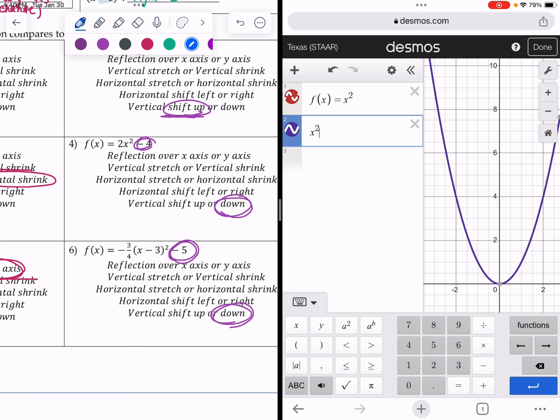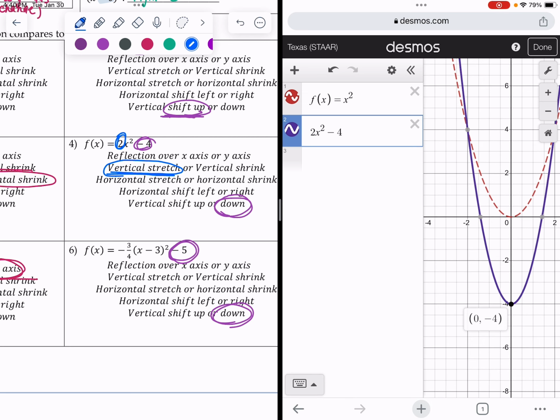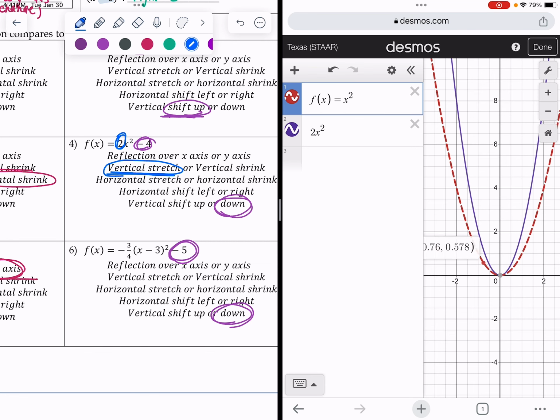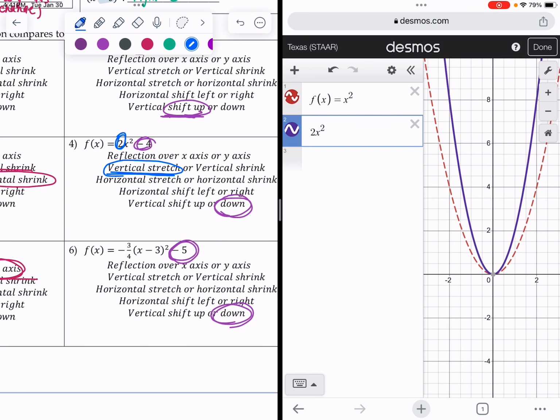Okay, and then we also have a scale factor. And since there's no parentheses, that's going to be our vertical stretch. Okay, and so if I graph that, I need the 2 in front. I need a -4 outside. And so there's the down 4. And once I note that, I'm going to delete it. And then the 2, I notice it's narrower. And because the 2 is not inside parentheses, narrower is going to be a result of a vertical stretch. If I stretch a rubber band, the more I stretch it, the more narrower it gets.